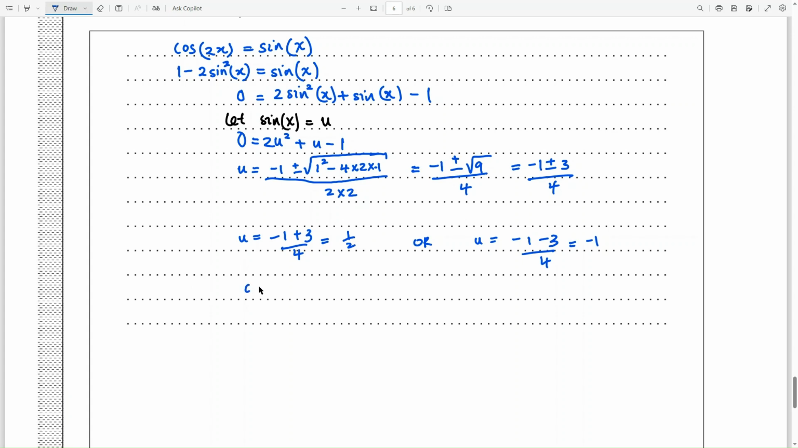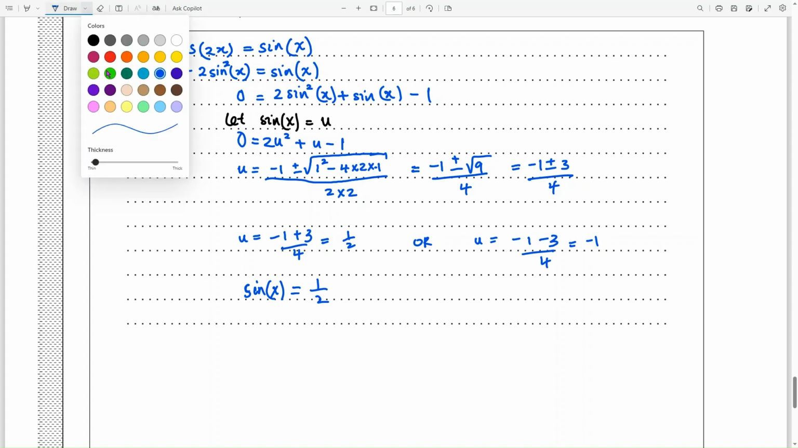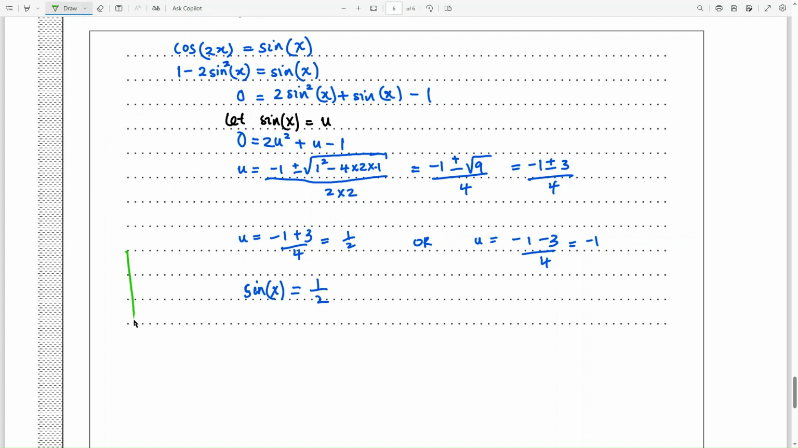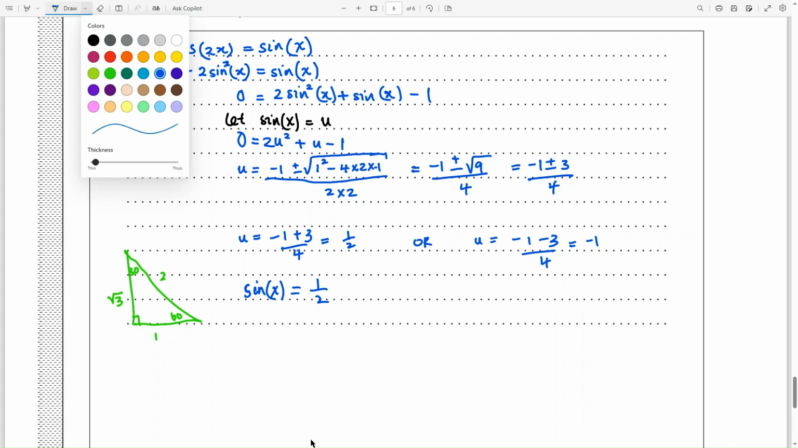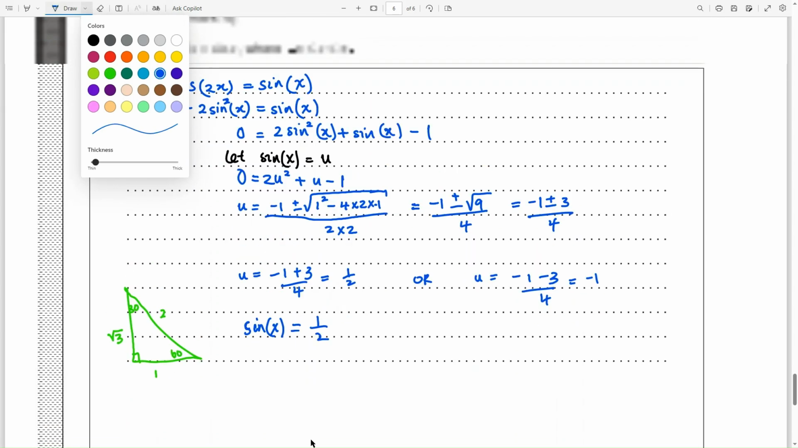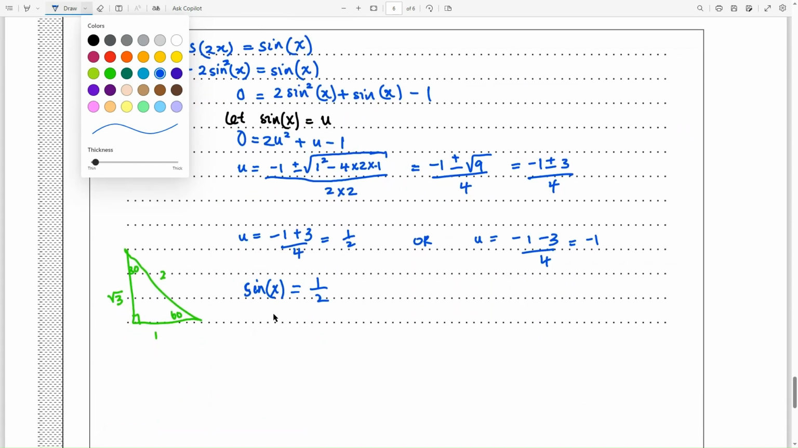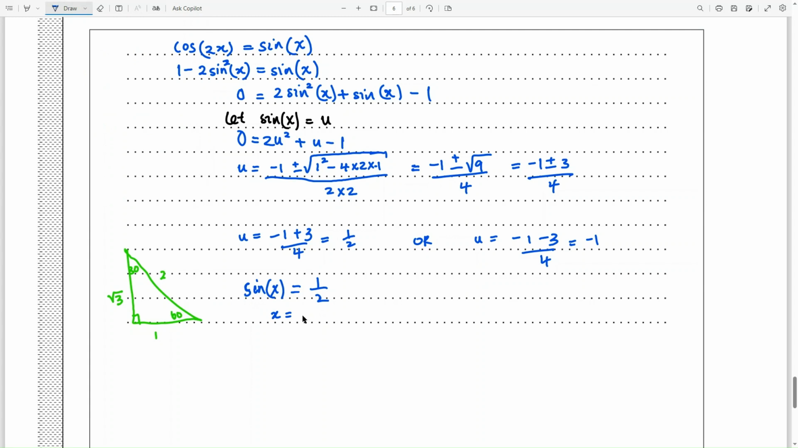So we're saying u is standing in for sine, right? So sine x could be a half. And over and over again we've emphasized which triangle can help you solve this. It's the 60, 30, 90 triangle. And we said it's 30 degrees, sine 30 gives you a half. We're supposed to be between negative pi and pi. So that gives you x is equal to pi over 6 and 5 pi over 6.